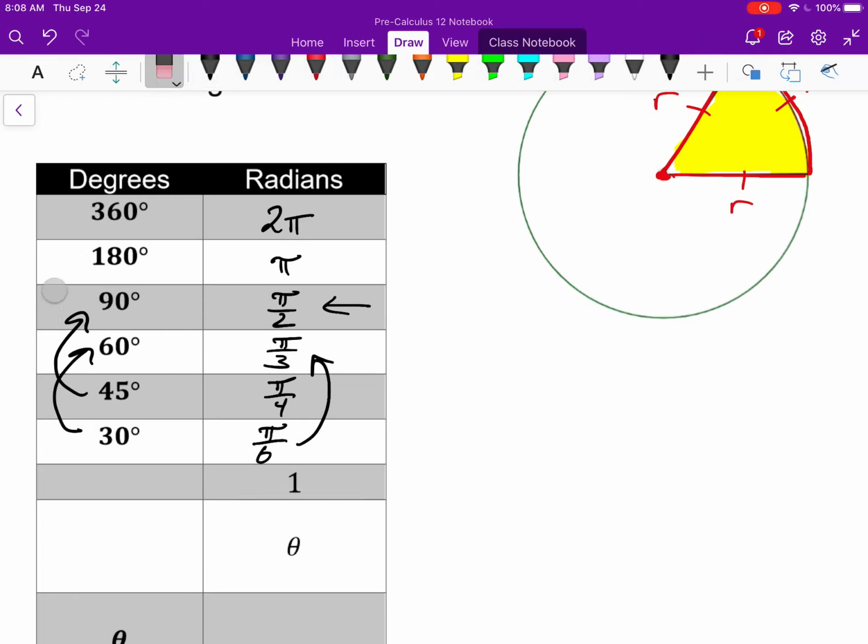So first, what I have here, and I'll erase these little arrows, needs to be memorized as soon as possible, all of these.